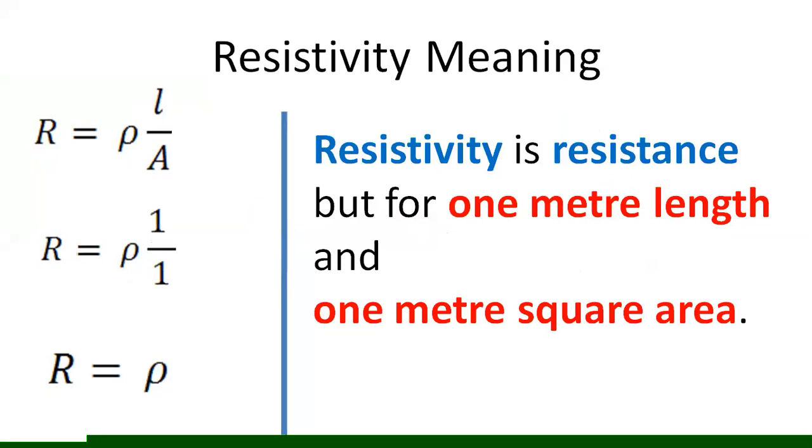In the exam, this kind of question is asked for one marker, that please define resistivity. Students get a lot of problem with writing down the definition as it is not available in our textbook, so better to have this definition in our notebook. It will be easy for us to remember. Resistivity is resistance, but for 1 meter length and 1 meter square area. Very simple to remember. Once you are done, please let me know. Okay, take your time.